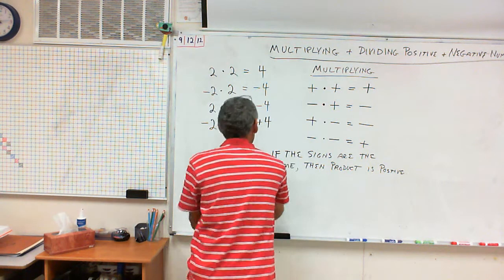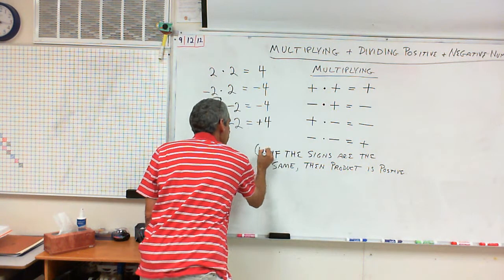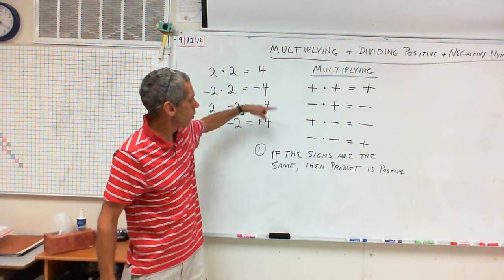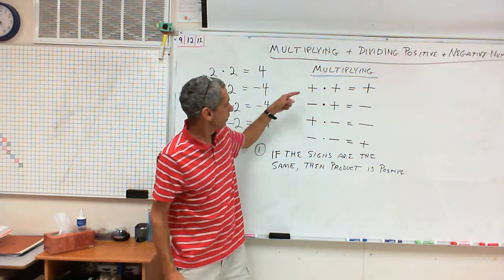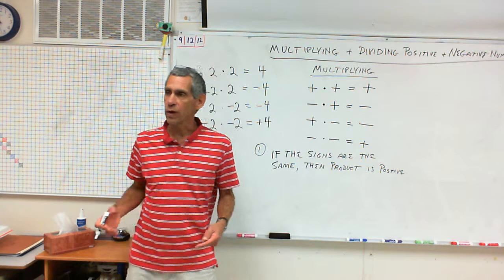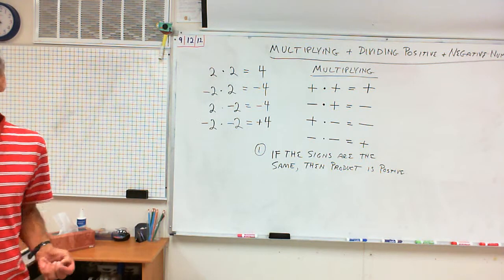All right, so that's one rule that we found, right? Rule number one says if the signs are the same when we're multiplying, then the product, the answer, is always going to be positive. It's always going to be positive. What else did we notice? Serena, what do you notice?